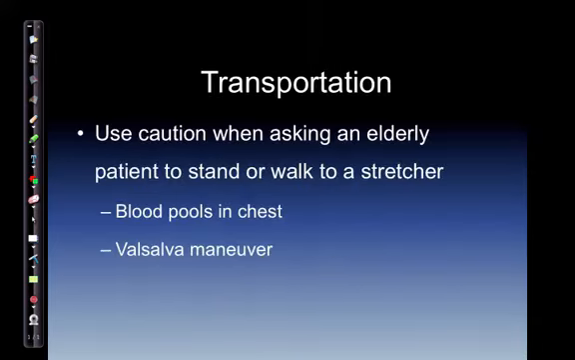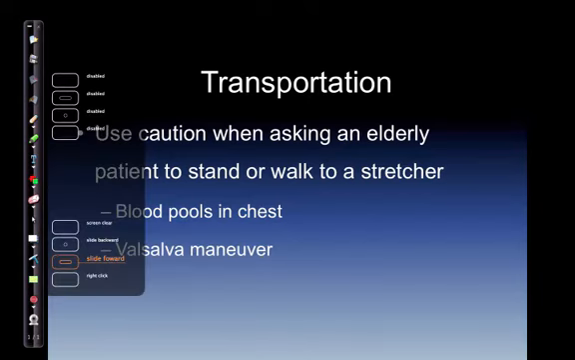On transport, use caution when asking the elderly to stand or walk to a stretcher. Blood pools in the chest. Increased venous pooling is sensed by the venous volume receptors, which in turn cause a reduction of antidiuretic hormone secretions. If the patient stands up and holds their breath to do so, they can get a Valsalva maneuver, which decreases the amount of preload. They can become unresponsive and have an altered mental status from hypotension very quickly. They're not as responsive as they were whenever they were young.